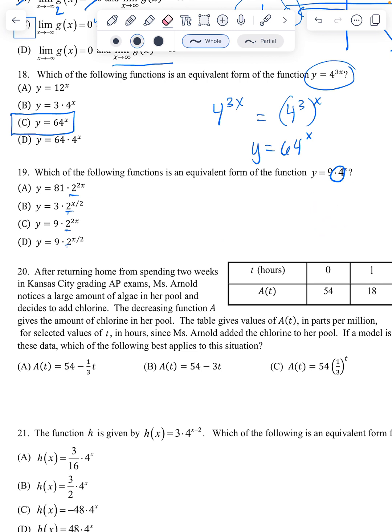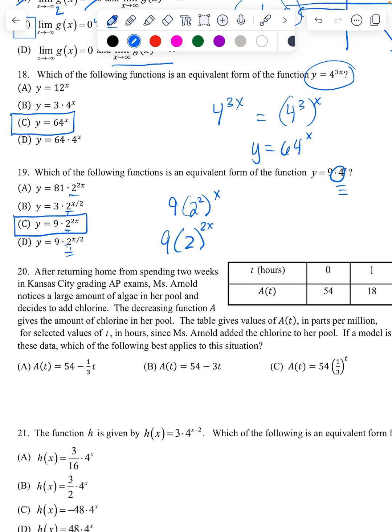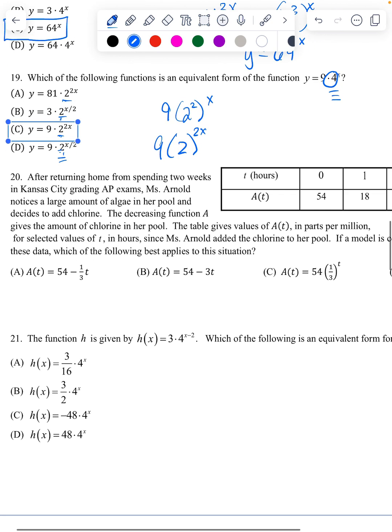It just doesn't help that much because since these are base 2, I need to think like, how could I write my 4 that's here as a power of 2? And I would have to square the 2 to turn it into 4. And that would turn into 9 and then 2 here, and the 2 and the x would multiply together on the outside. And so that is going to be choice C. Hopefully I didn't screw you up too much on that because I was thinking backwards.